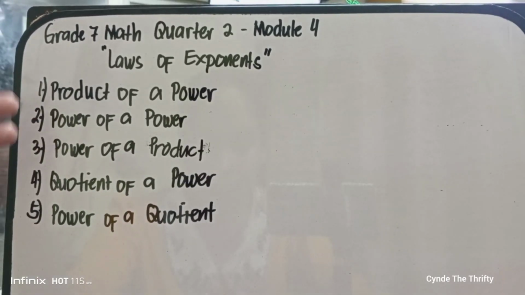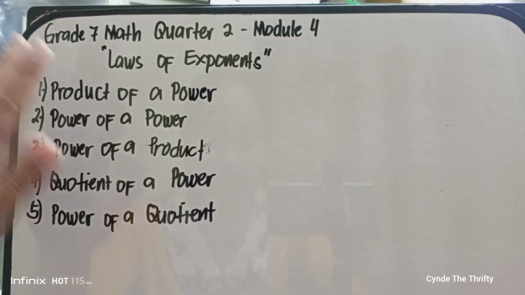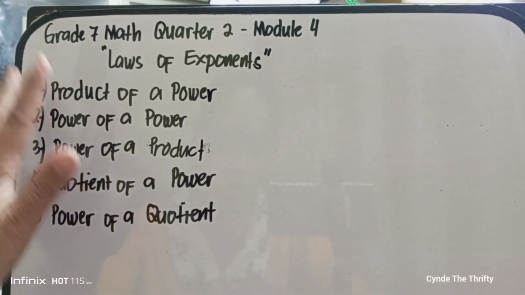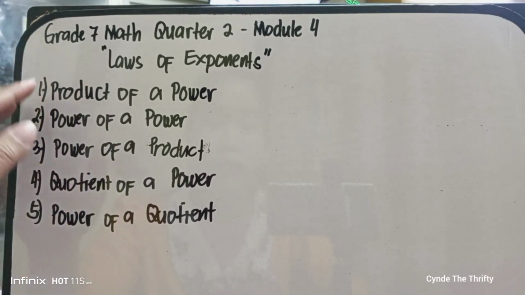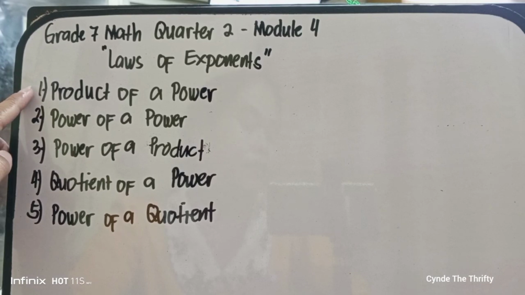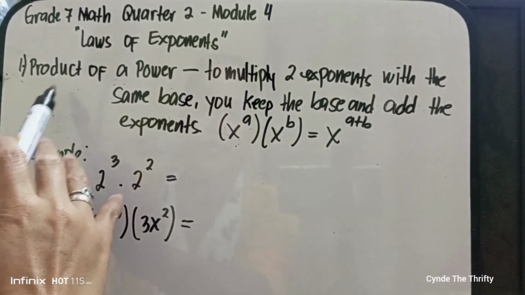Laws of exponents. Exponents follow certain rules that help in simplifying exponential expressions, which are also called powers. So meron tayong 5 laws. The first law natin is product of a power, second is power of a power, third is power of a product, fourth is quotient of a power, fifth is power of a quotient. So iisa-isahin natin itong laws na ito para maintindihan natin. Uunahin natin itong product of a power.